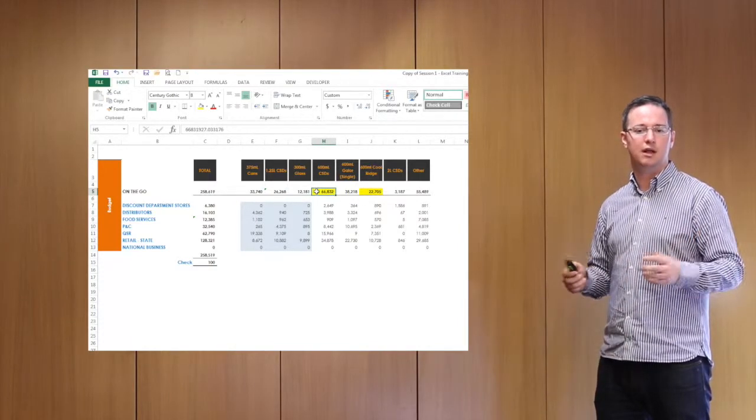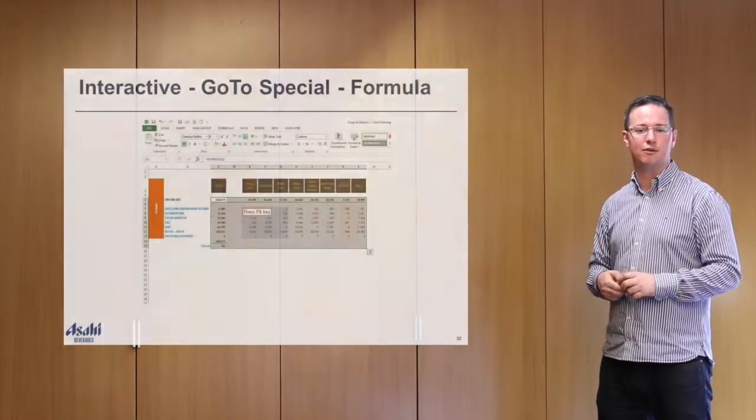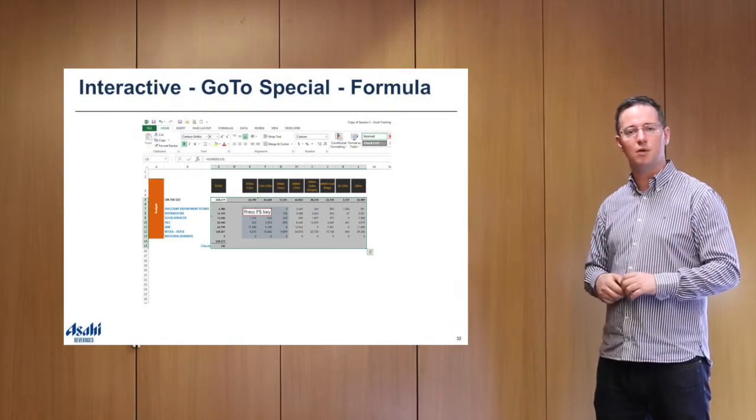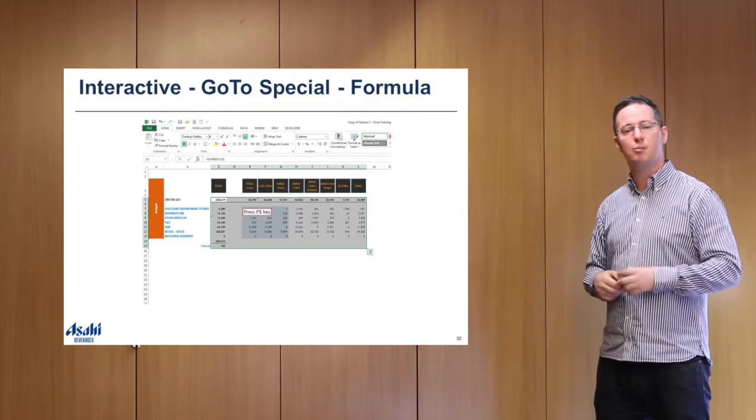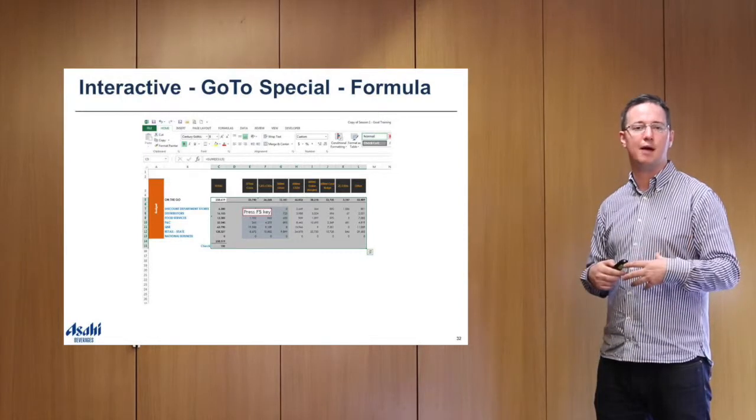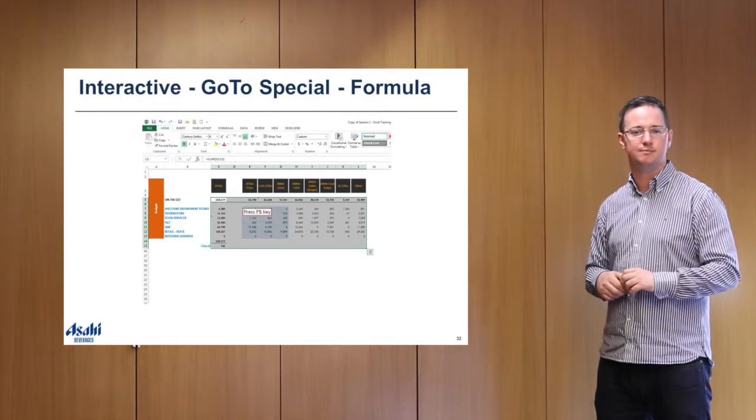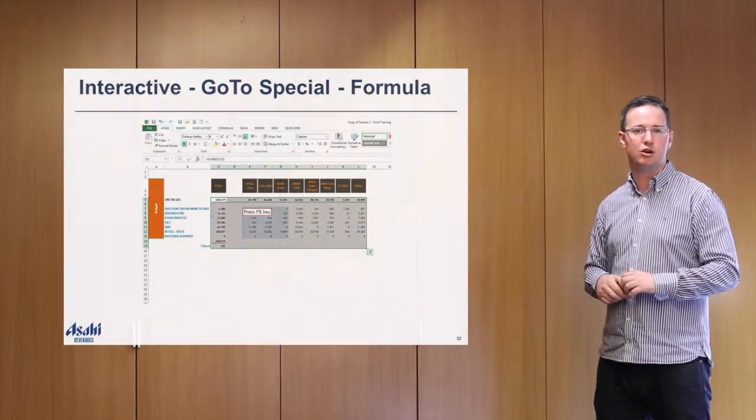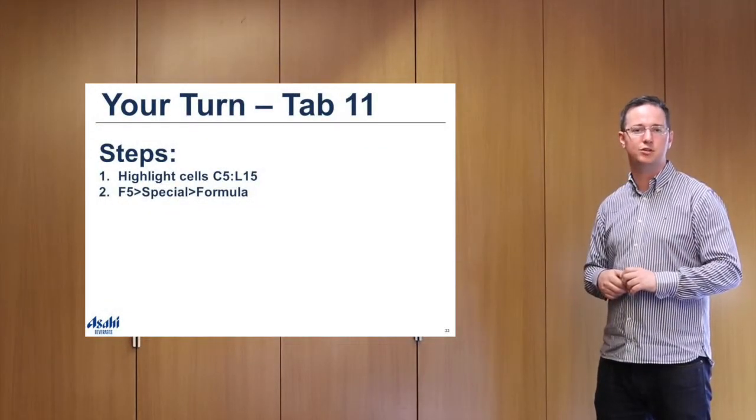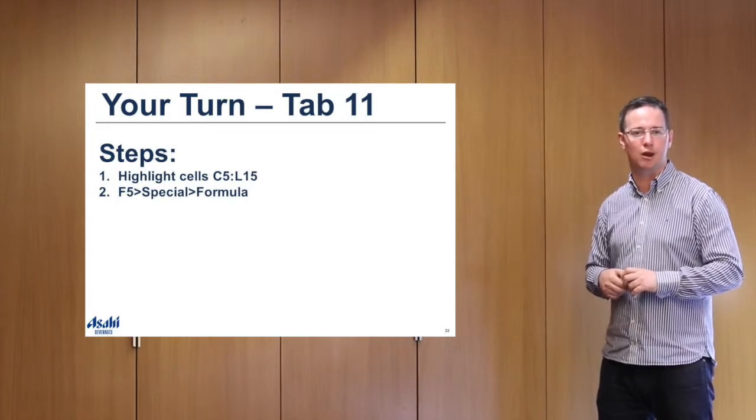So now let's move on to the interactive version. So we want to do a similar exercise here, but this time we're going to find the formulas. So perhaps you've gotten a spreadsheet and you want to know what figures are being driven from formulas and perhaps being driven from other spreadsheets. So it's your turn on tab 11 to highlight the data and use F5 Go To Special to find the formulas in the spreadsheet. We'll come back in a moment and look at the solution.